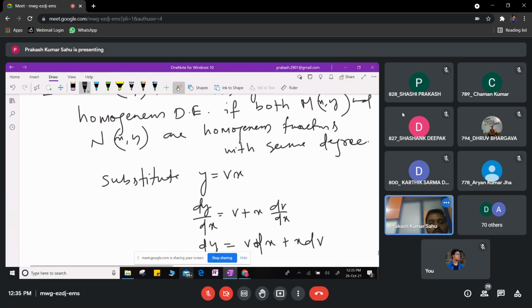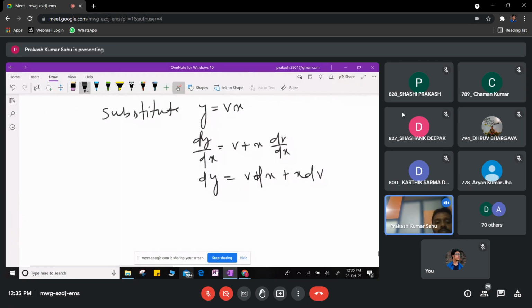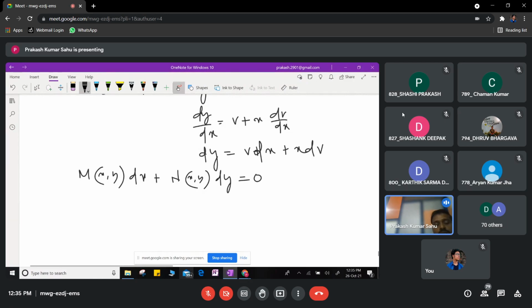Okay, and now if you substitute into your original equation, M(x,y) dx plus N(x,y) dy is equal to 0. This is your original differential equation. Now if you substitute, what happened? In place of M(x,y), we get M(x, vx) dx plus N(x, vx), and in place of dy, we substitute v dx plus x dv.